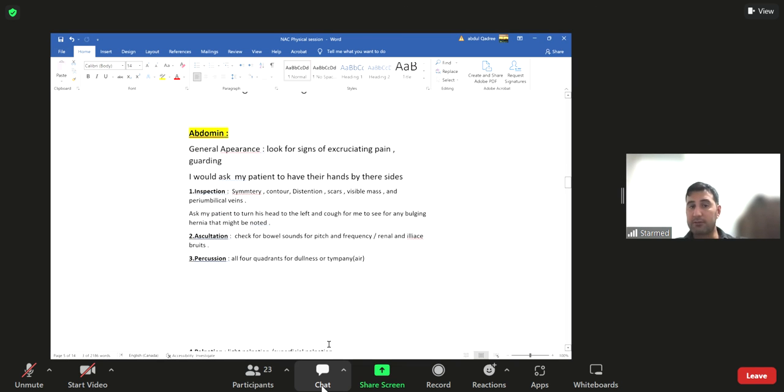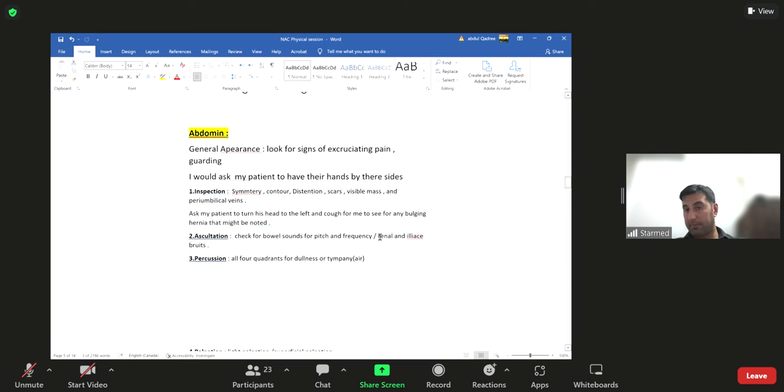Okay, so when it comes to abdominal cases, same procedure as we said. The general approach for abdominal pain is that you're looking for signs of excruciating pain or guarding in the patient. Then you say, I would like to ask my patient to have their hands by their sides, and you start your inspection. Look for symmetry, contour, distension, scars, visible masses, and paraumbilical veins.